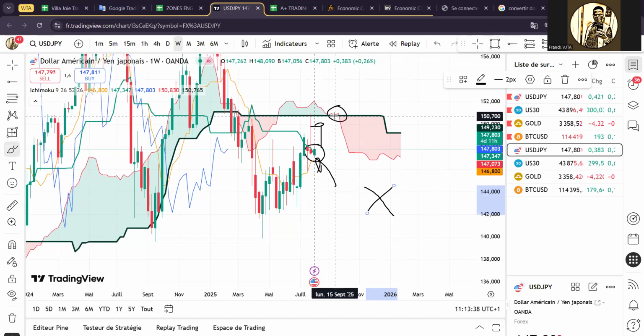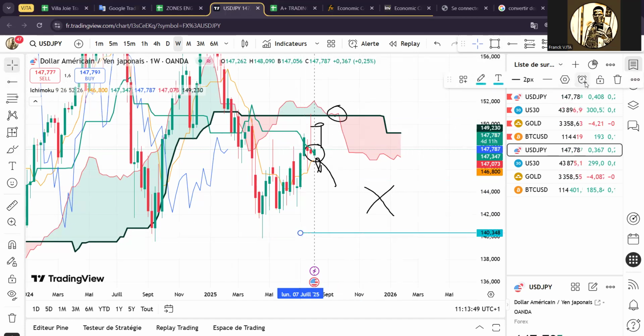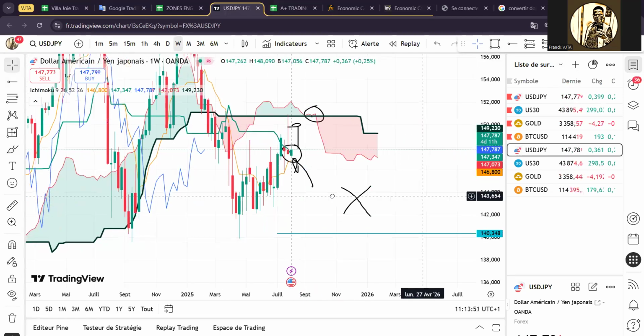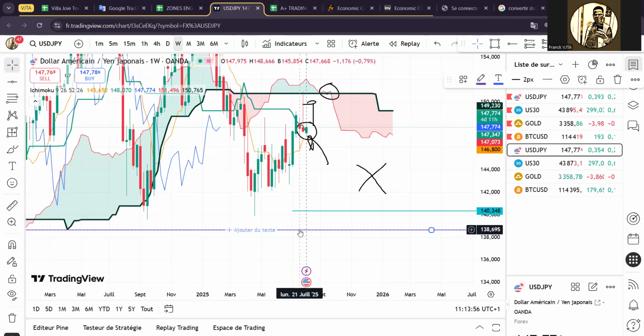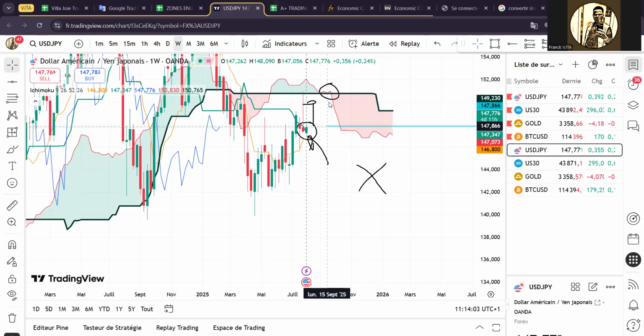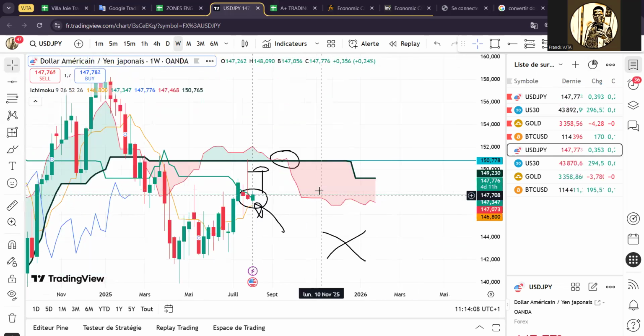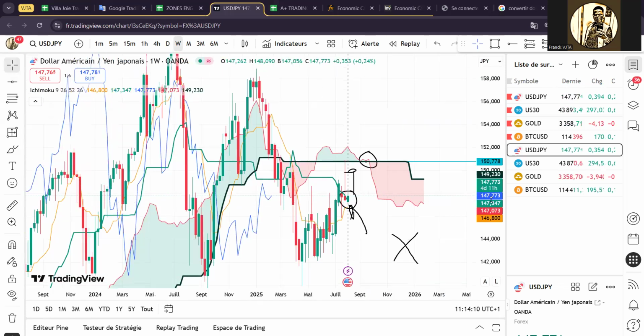Then you take a ray, a horizontal ray. A horizontal ray is a little bit different than a horizontal line. A ray starts from the point where you click and goes to the right until infinity, but a horizontal line mostly goes from where you click, left to right. So don't use a horizontal line. Use a ray like this and place it on the twist. That will be the first point of the zone.